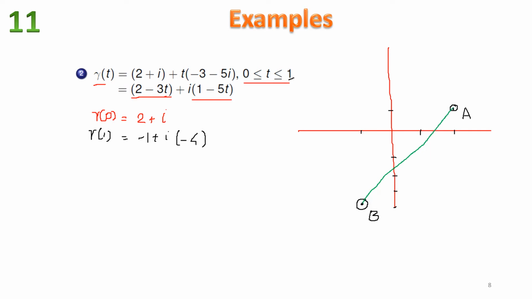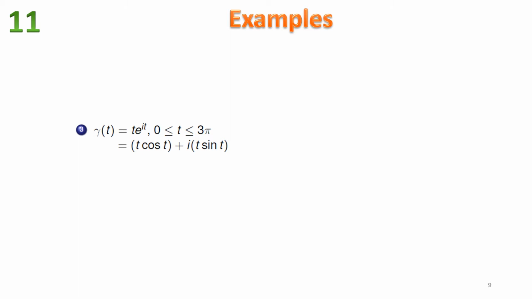So smoothly, if you roll t from 0 to 1, you will travel along this linear path, that is a line, in this particular direction. Now we have a very interesting function. Gamma of t is equal to t into e to the it, where t rolls from 0 to 3 pi. Now e to the it is cos t plus i times sine t. The whole thing is multiplied by t. So as a real part we can write t cos t and the imaginary part is t sine t.